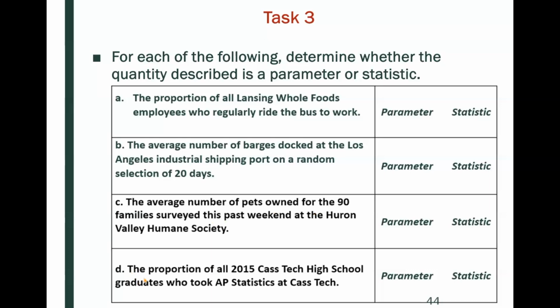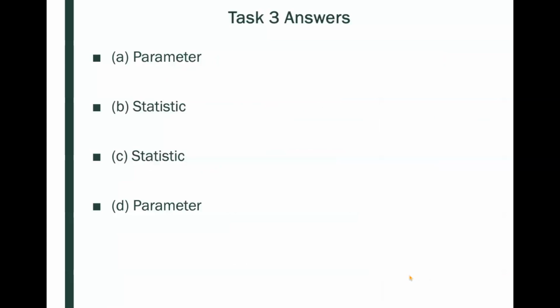And then D, the proportion of all 2015 Cass Tech High School graduates who took AP statistics at Cass Tech. So here we have the proportion of all of these graduates. And so that's going to be a parameter because we're dealing with the population. And here's our keyword, all. So to summarize, we would have parameter, statistic, statistic, parameter.